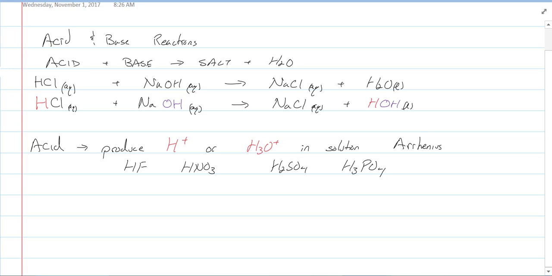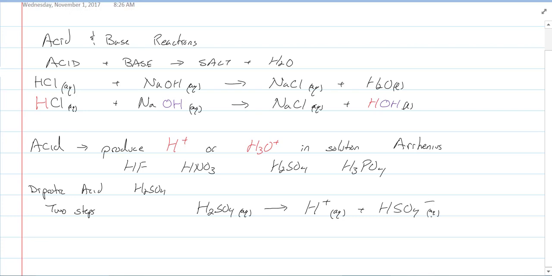Now, when we have a diprotic acid like H2SO4, it's actually 2 steps. So you have H2SO4 going to H plus and HSO4 minus, and that's step 1. And then step 2 will be HSO4 minus going to H plus and SO4 2 minus. For phosphoric acid, H3PO4, that would have 3 steps, one for each proton coming off. And it's always easier to remove the first proton than the second proton.